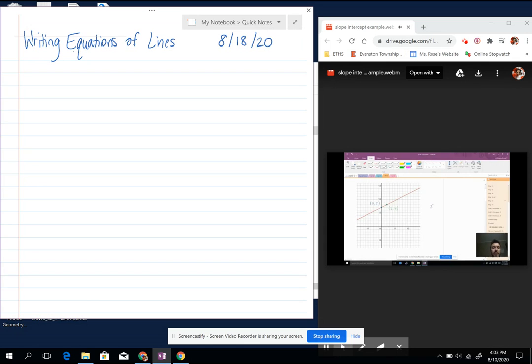And again, slope-intercept form. Oh, he's writing something down. I'm going to write it down too. It's the most famous one that you've probably done before, and it's y equals mx plus b.